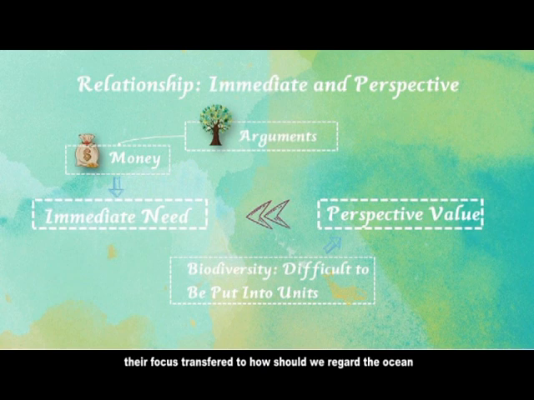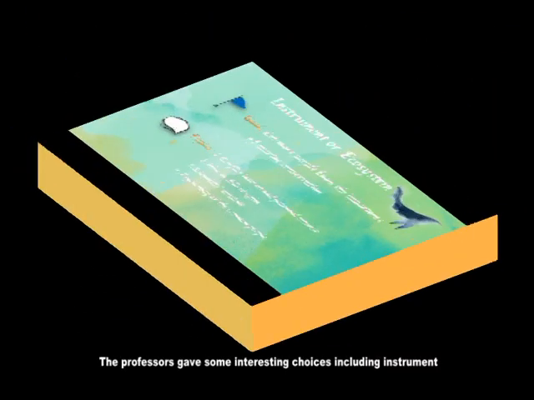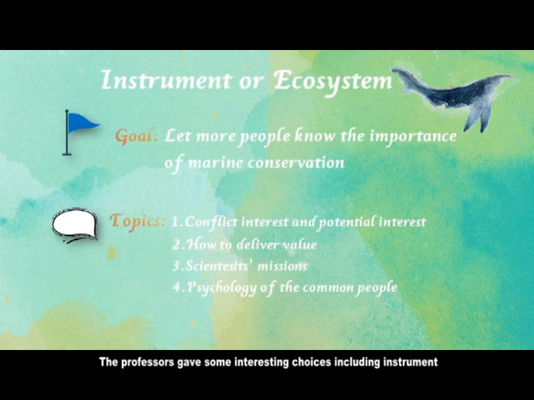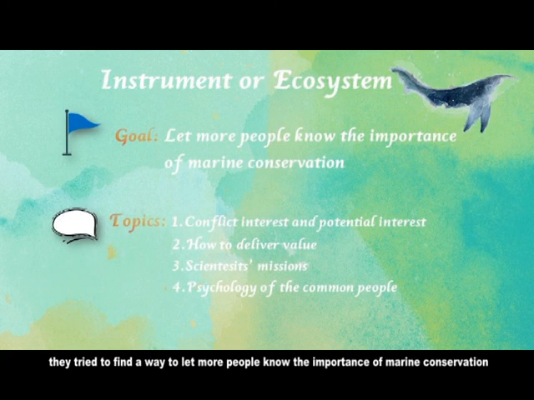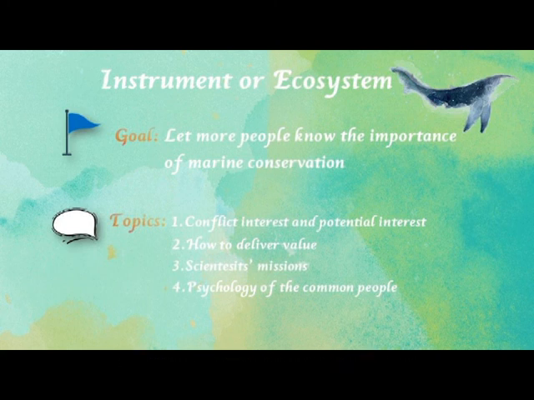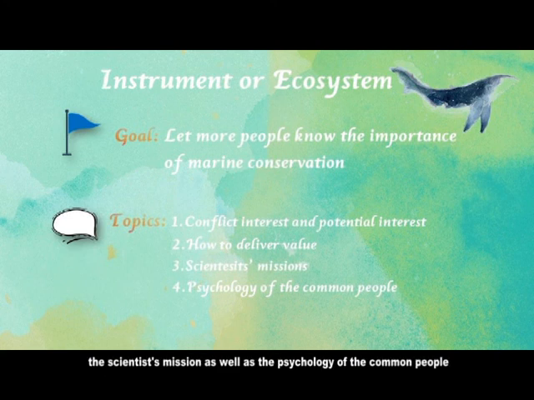In the rest of the discussion, their focus transferred to how we should regard the ocean. The professor gave some interesting choices, including instrument, ecosystem, and so on. According to the choices, they tried to find a way to let more people know the importance of marine conservation, and they showed a conflict of interest and potential interest. Although they didn't give a definite answer, they gave ideas about how to deliver value, the scientist's mission, as well as the psychology of common people.